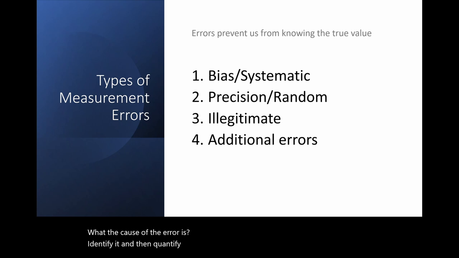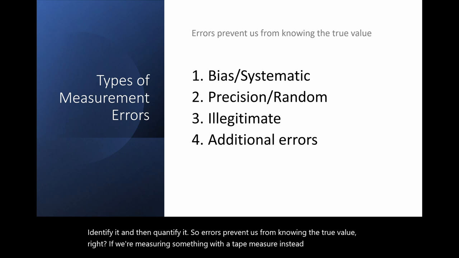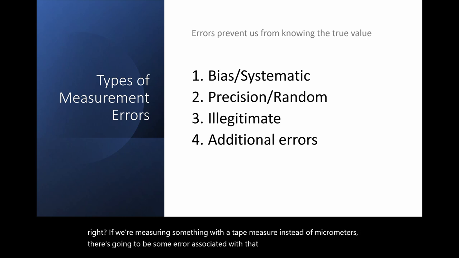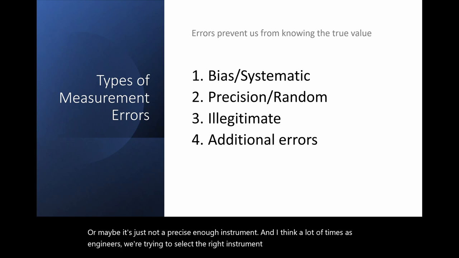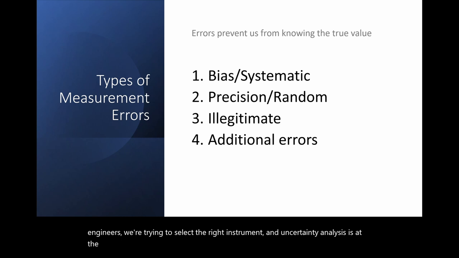So errors prevent us from knowing the true value, right? If we're measuring something with a tape measure instead of micrometers, there's going to be some error associated with that, right? It's the wrong instrument, or maybe it's just not a precise enough instrument. And I think a lot of times as engineers, we're trying to select the right instrument. And uncertainty analysis is at the core of figuring out what is the right instrument.